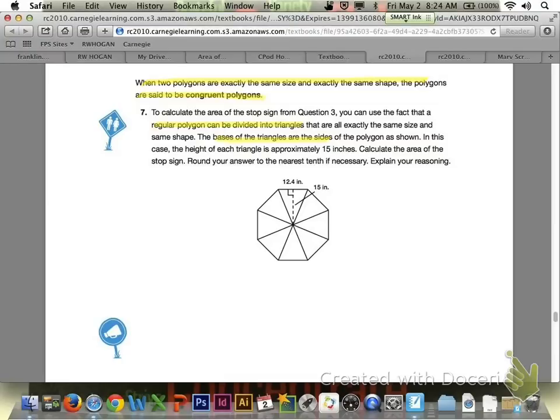Let's turn to page 886. If you take a look up at the top, it says when 2 polygons are exactly the same size and exactly the same shape, the polygons are said to be congruent polygons.